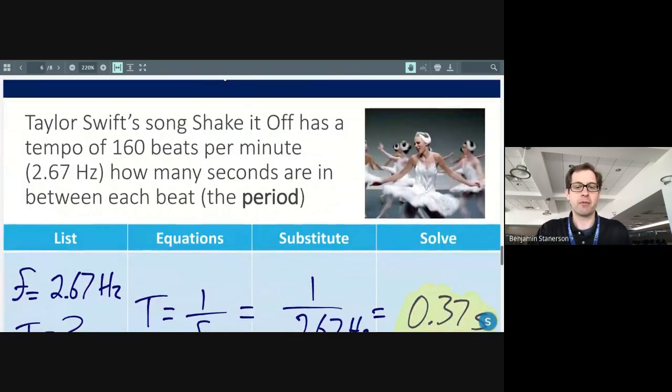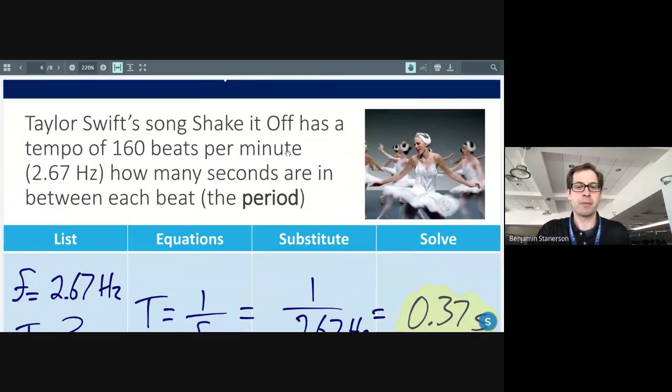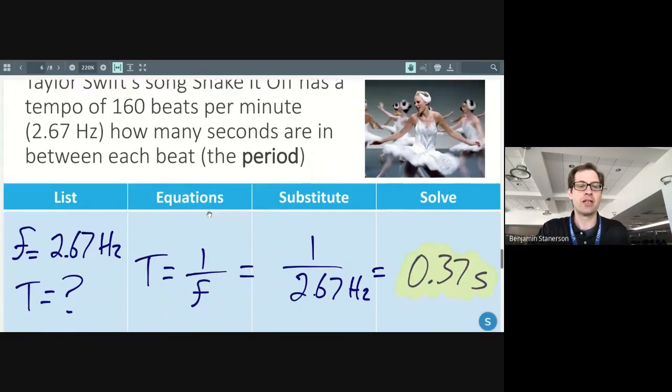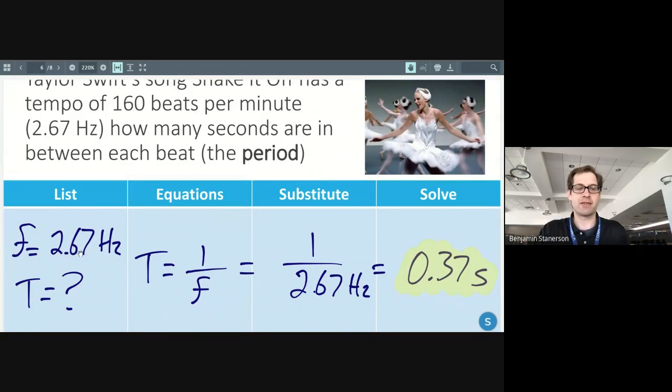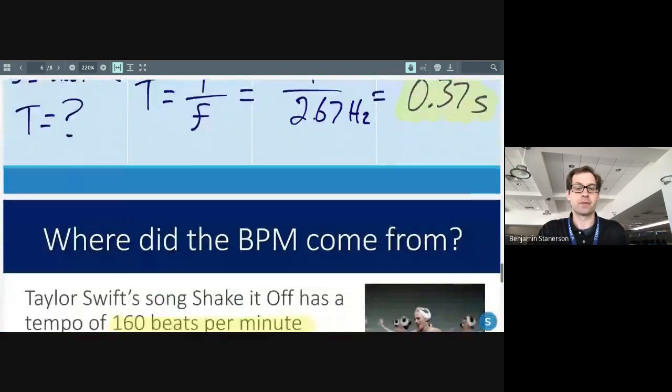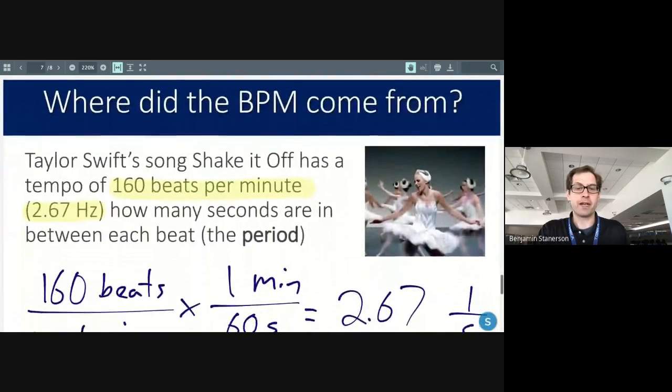Another one is we might be talking about a tempo of a song, right? So a Taylor Swift song has a tempo of 160 beats per minute. How many seconds are in between each beat? So in other words, how long does it take for the beat to happen in between those? So if the frequency is 2.67 hertz, we can take the reciprocal of that, and it's about 0.37 seconds of time. All right. Where did the beats per minute come from?